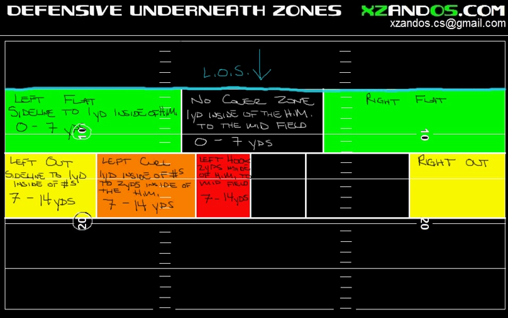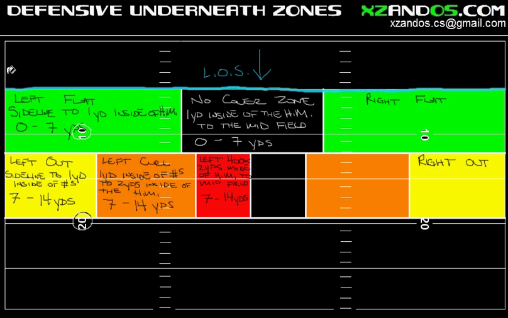Moving on, we have the curl. This one is the right curl. And then finally, just like on the opposite side, we have the hook. This one is the right hook. These are your basic underneath zones for zone coverages.